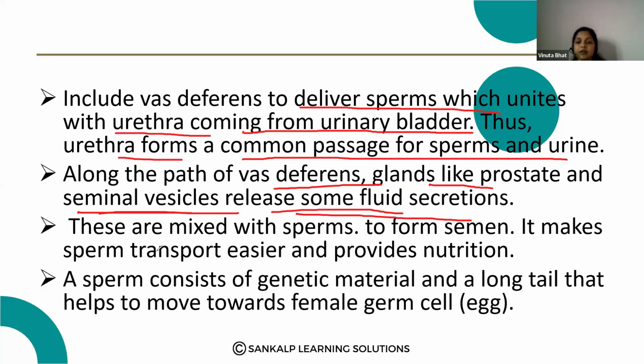So what is the function of this secretion? These are mixed with the sperms to form the semen. It makes the sperm transport easier and provides nutrition. This secretion provides the nutrients as well as makes the sperm transport easier. A sperm consists of genetic material and a long tail that helps it move towards the female germ cell, that is the egg.